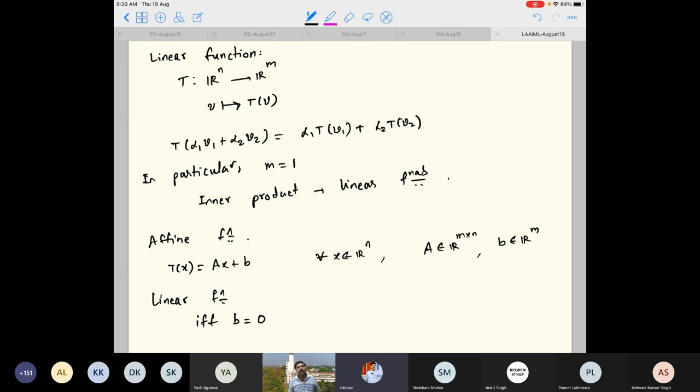So every linear function has this representation of a matrix, right? So every linear function can be represented by a matrix. So matrix itself is a linear function. So I think that is the point where we will start.